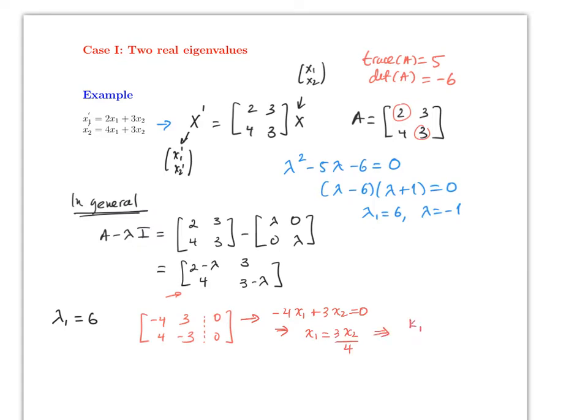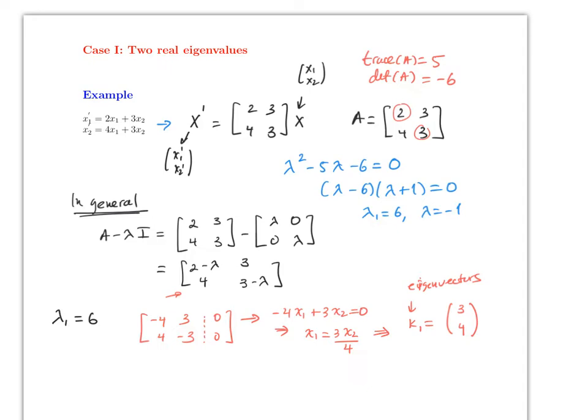Now we're going to use K to denote the eigenvectors. And eigenvectors are not unique. Eigenvalues are, but not eigenvectors. So you can pick whatever you want. The best number to pick is 4 because the 4 will cancel this one. So if x2 is 4, that means x1 is going to be 3. If you would have picked this as 1, then this will be 1 and this will be 3/4.